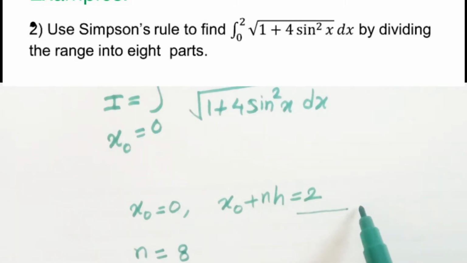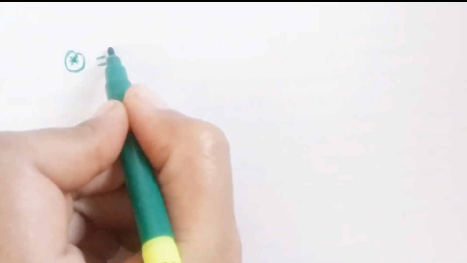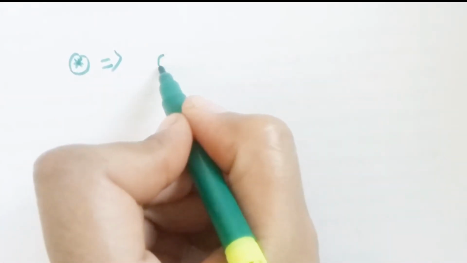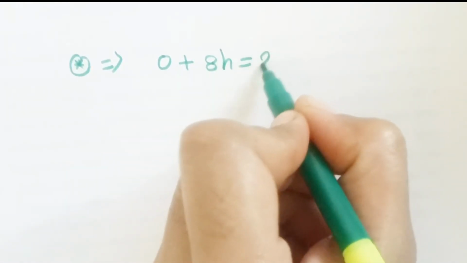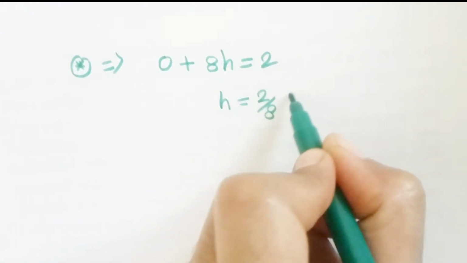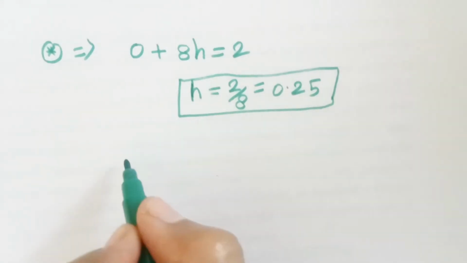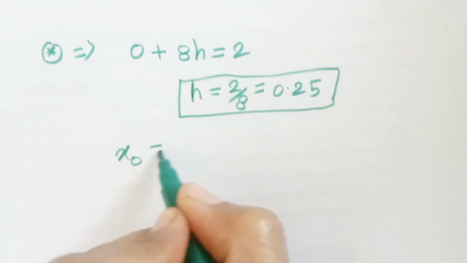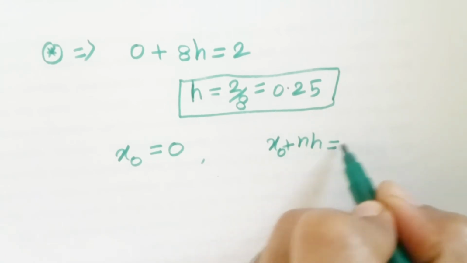Put this value in this equation, suppose it is equation star. If we put x0 and n in this equation, then we get h. So from equation star, x0 is 0 plus n is 8 times h equals 2. Therefore h equals 2 by 8, that is 0.25. That means here x0 is 0 and x0 plus nh is 2.